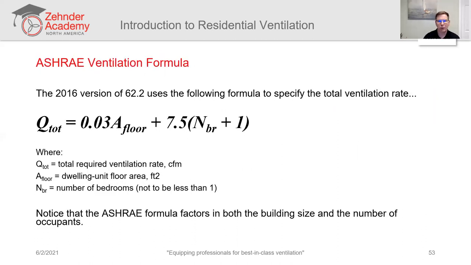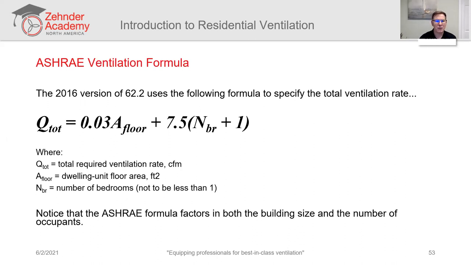So here's the ventilation formula for ASHRAE 62.2. Q total equals 0.03 times the floor area plus 7.5 times the number of bedrooms plus one. So Q total is the total required ventilation rate, and it's in CFM. A floor is the floor area. This is the dwelling unit floor area in square feet. And then NBR is the number of bedrooms. It can't be less than one. So number of bedrooms plus one always has to be at least equal to two, right?